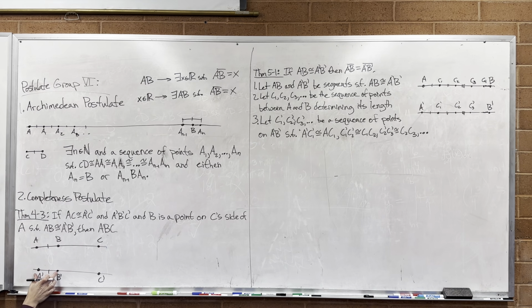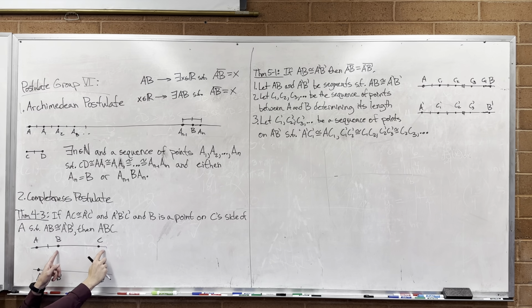So I know that segment's congruent to that segment, and I know this segment's congruent to this segment. Thus we know that BC is equal to B prime C prime. So this segment is congruent to this segment, that's true. We knew that from before. But what's more important is we know also that B has to lie between A and C.